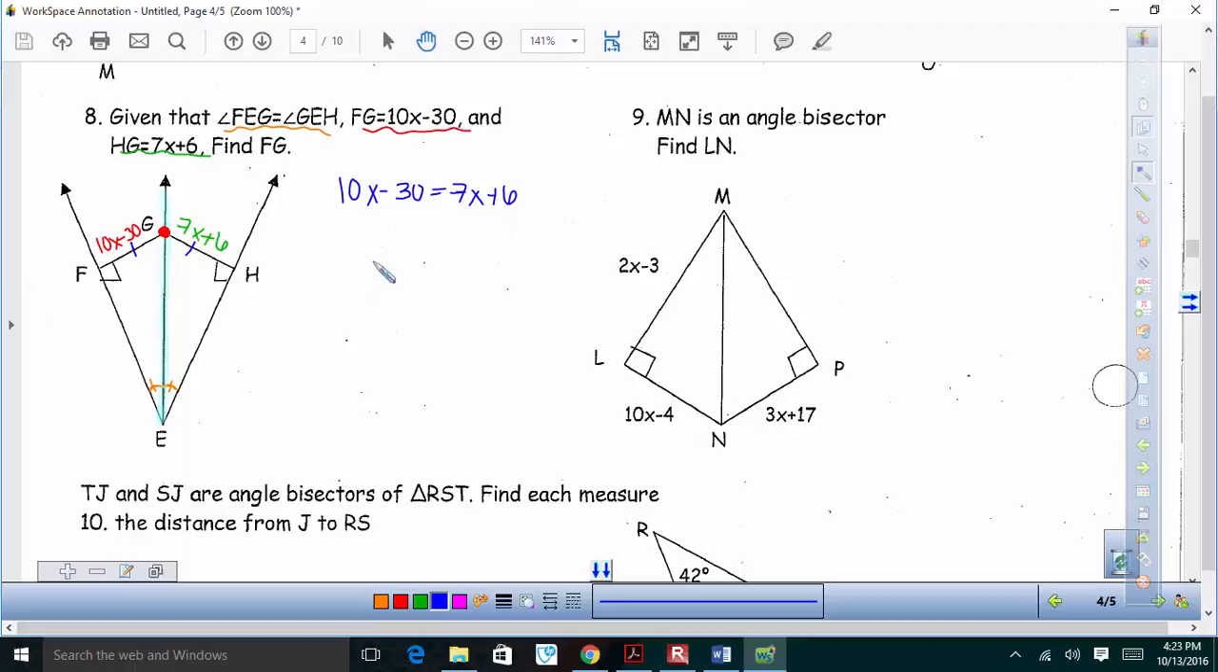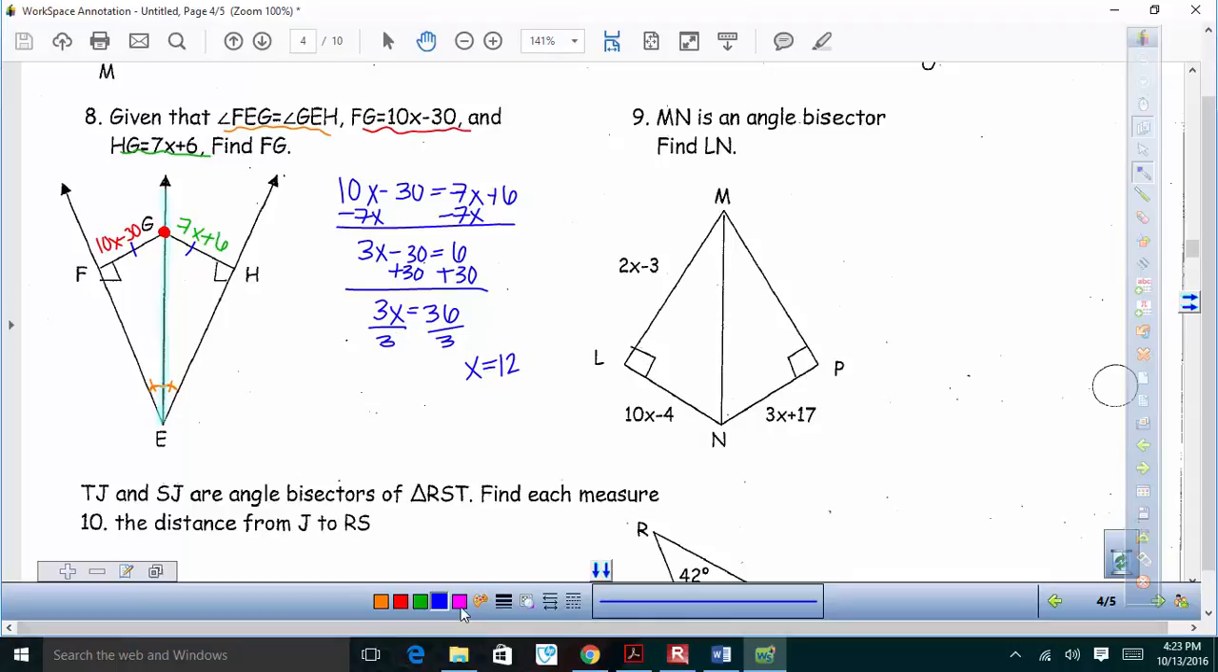Okay, so I'm going to solve for x. I'm going to subtract 7x first. That gives me 3x minus 30 equals 6. I'm then going to add 30 to both sides. This gives me 3x equals 36. We're going to divide both sides by 3. And x is going to equal 12.